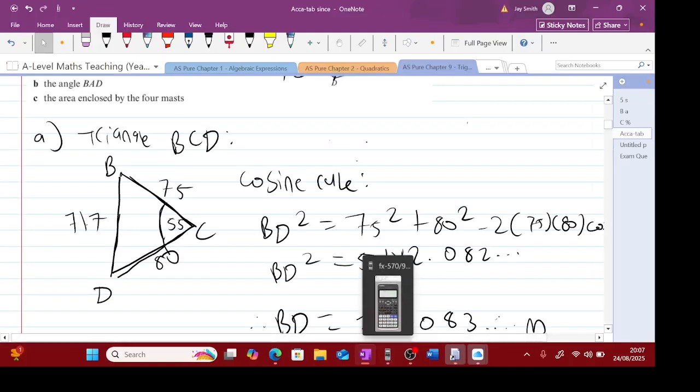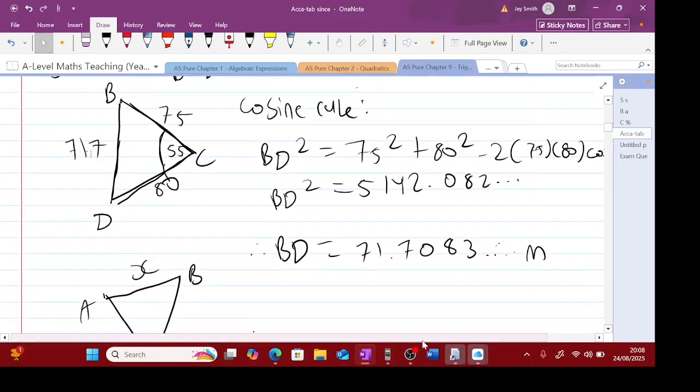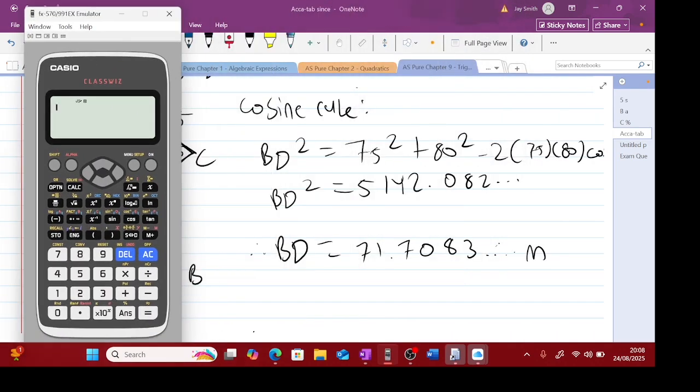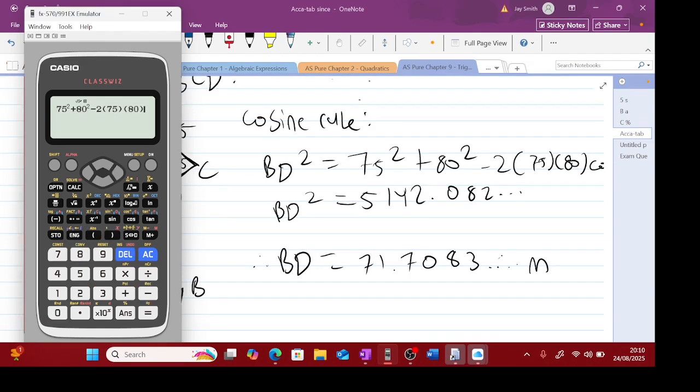So this is another calculator demonstration just to help with this. So storing answers then. Firstly, I'm going to retype this calculation in my calculator. So 75 squared add 80 squared minus 2 lots of 75, 80, cosine of the angle 55. That's what we did. And so we get this 5142.082. So you know I'm not lying, that is the number you get. And then obviously we square rooted our answer.